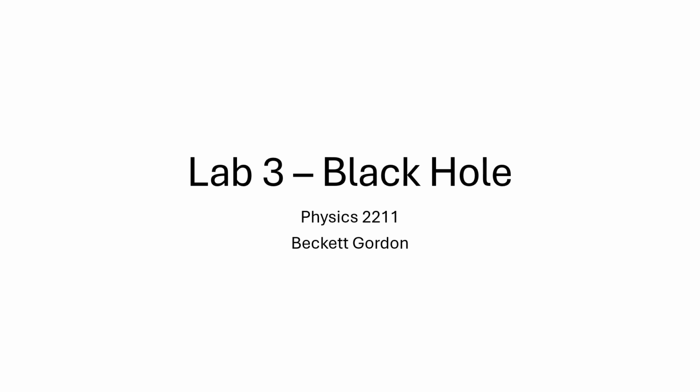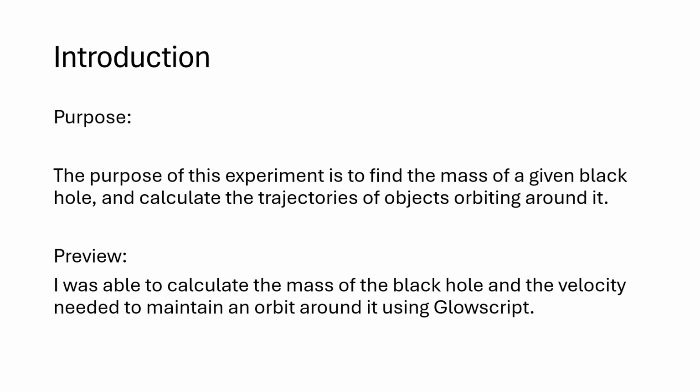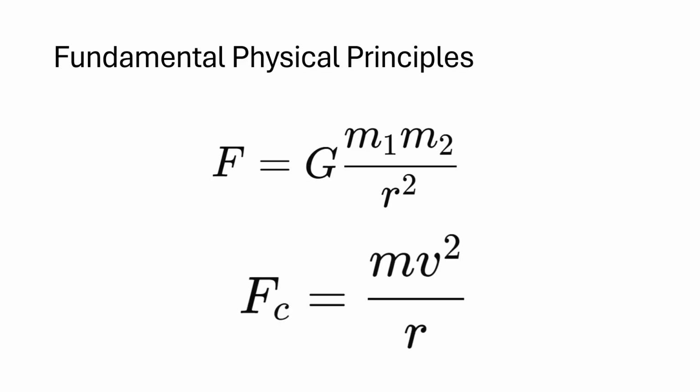This is lab number 3, the black hole lab for Physics 2211. The purpose of this experiment is to find the mass of a given black hole in part 1 and calculate the trajectories of two objects orbiting around it, the planet and the ship, in part 2. I was able to calculate the mass of the black hole and the velocity needed to maintain an orbit around it using GlowScript. So, two fundamental physical principles.